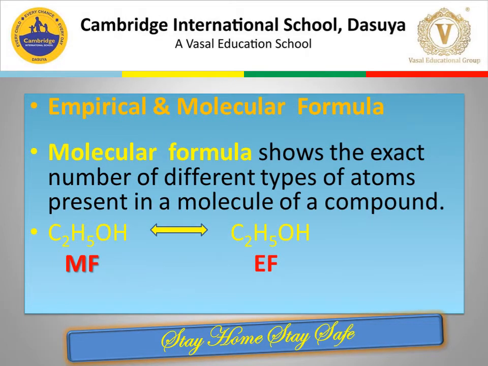Now, what is molecular formula? In fact, molecular formula shows the exact or the actual number of different types of atoms present in a molecule of a compound. Here we have taken the example of ethanol, C2H5OH, which is the molecular formula, and the empirical formula of this one is C2H5OH. In this case, the empirical formula as well as the molecular formula remain the same, since they cannot be simplified into a simpler ratio.